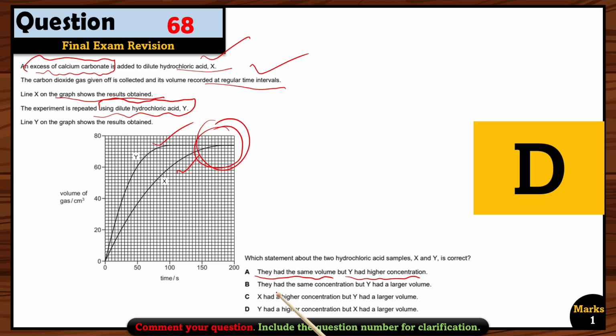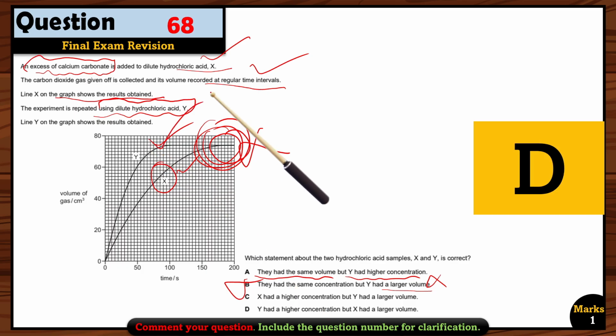So now let's see, they had the same concentration, but Y had a larger volume. Again, wrong. If Y had a larger volume, the product size will not be the same. Only the rate of the reaction will increase. Okay, so this option is also rejected. Now let's see, X has a higher concentration. Wrong. Why wrong? Because it is less steep. So we cannot read this.